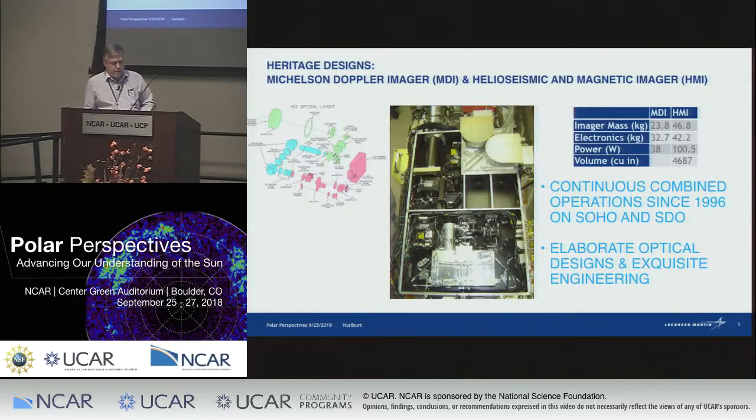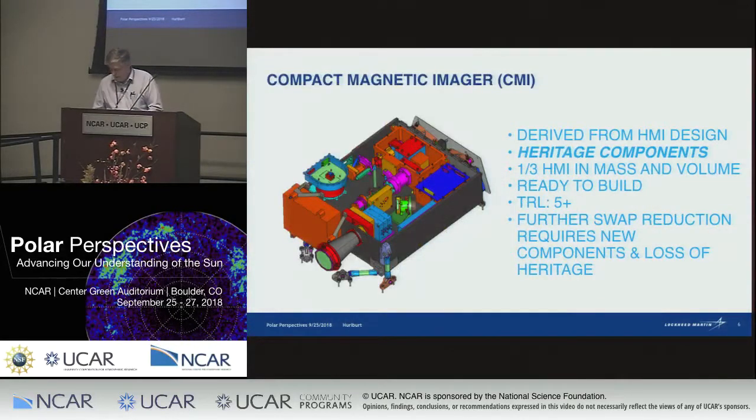So a couple of years ago, we started looking at reducing this down. So we came up with what we call the compact imager, and it's really just a shrunken HMI. So we took the same components, these are all the same components, shrunk the optics down to, instead of a 14 centimeter, a 7 centimeter entrance aperture, and all these components are the same. So it's sort of at TRL 5 already. It's already essentially ready to be built if we wanted to build it.